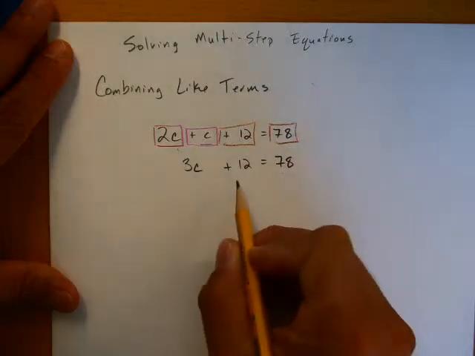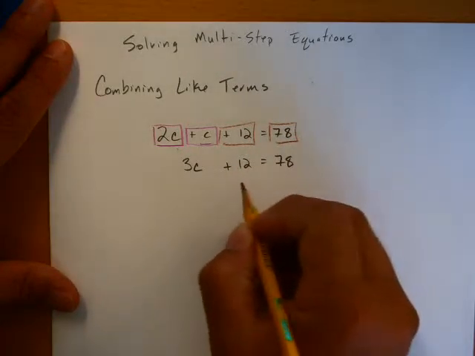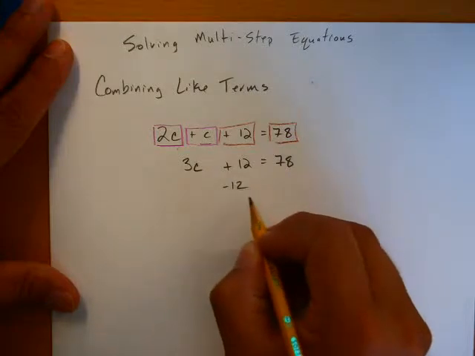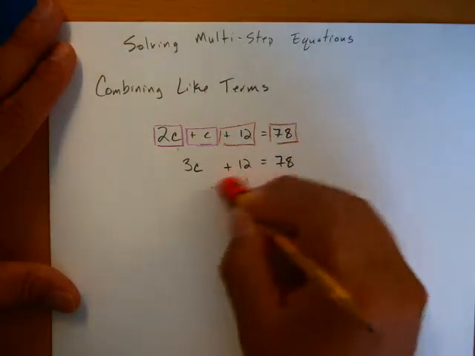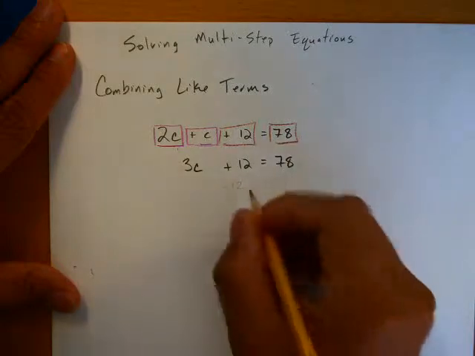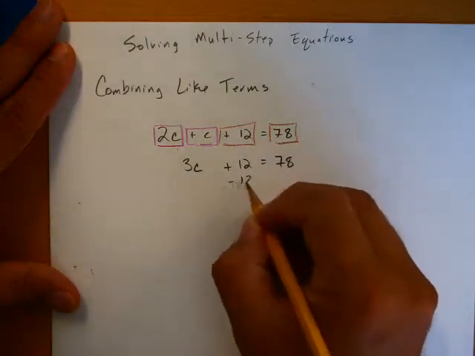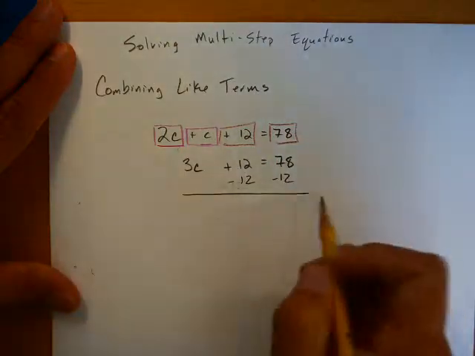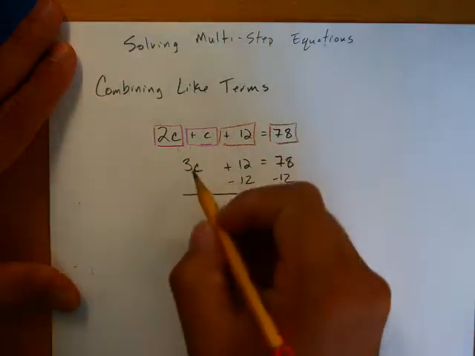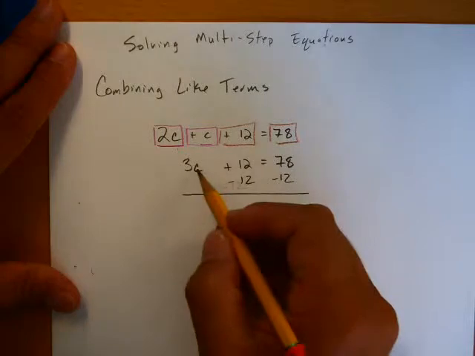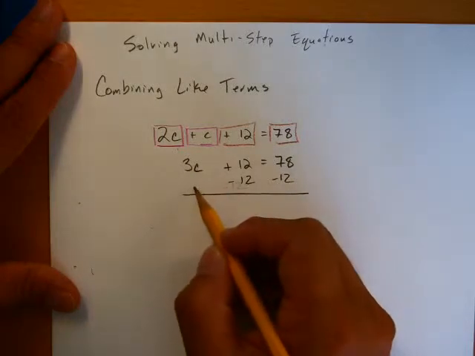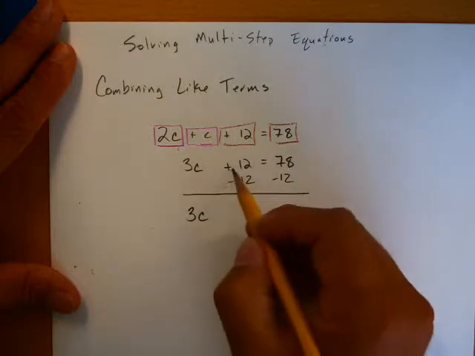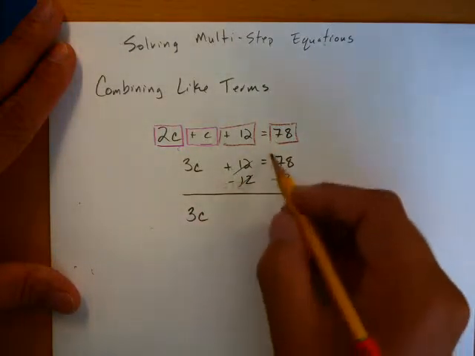So my first step should be to subtract this 12 from both sides. Remember, we're keeping our equation balanced: whatever we do on the left-hand side, we're going to do on the right-hand side of the equation also. You know me, I like to draw this little line here. It's not necessary. Now I'm working vertically. I'm going to subtract 3c, and I'm going to take away nothing from it, so that just leaves a 3c. This positive 12 and this negative 12 will cancel out.